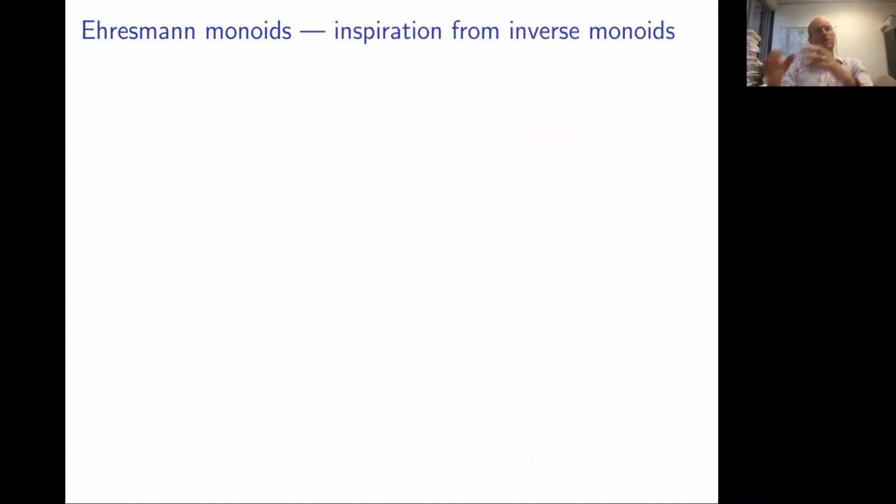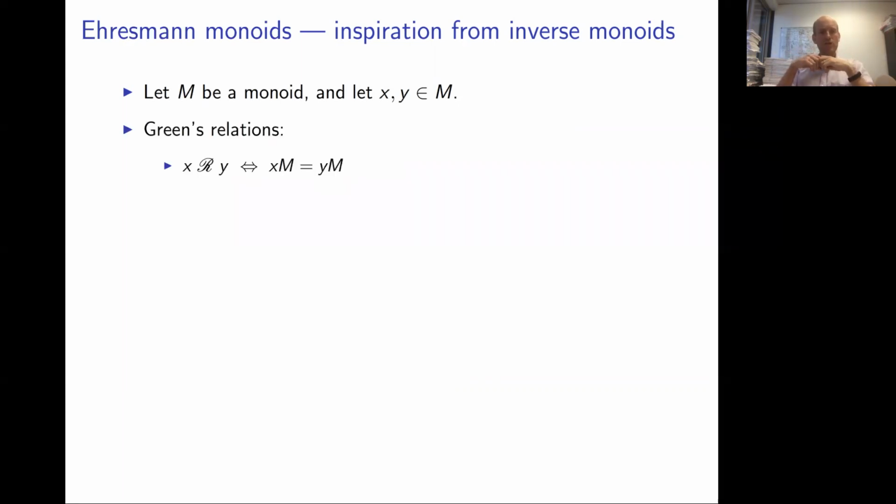So to tell you what an Ehresmann monoid is, I'm going to look for some of these nice properties of inverse monoids to inspire the definition. So take a monoid and two elements. Green's R relation is defined as follows. X and Y are related if they generate the same principal right ideal of the monoid. Another way to say this is that X is Y times something and Y is X times something. So you can get from X to Y by multiplying on the right.